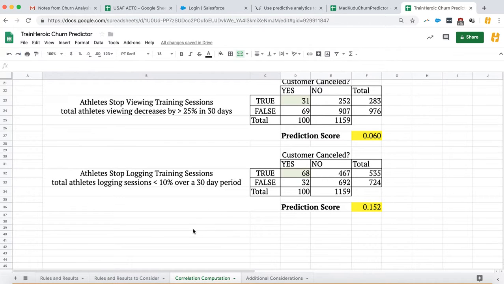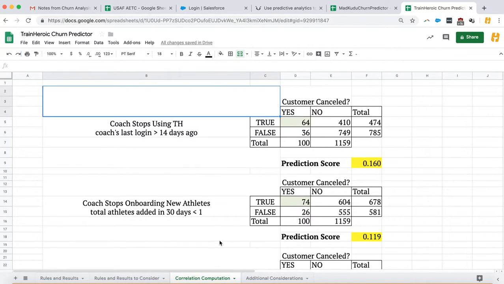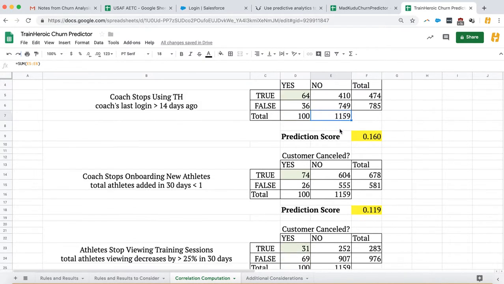So if you want to look at the correlation computations, you can find those here, right? You can see, and this took me a while to really grasp, but if a coach stops using TrainHeroic in the last 14 days, out of the 100 churn customers, this happened 64 times, where they stopped using it. So you're like, okay, cool, 64% of churn customers fit this criteria. That seems strongly correlated. But the reason it's not so strongly correlated is, well, 410 of our 1,159 existing customers haven't logged in for 14 days. So it's not necessarily a huge indicator of churn, right?